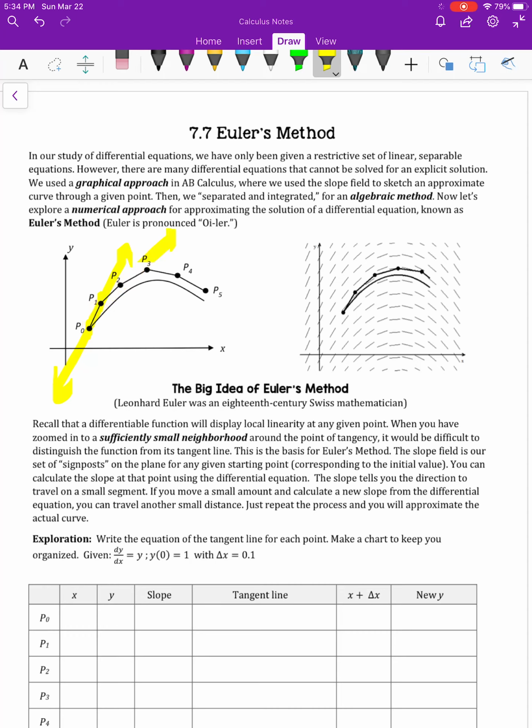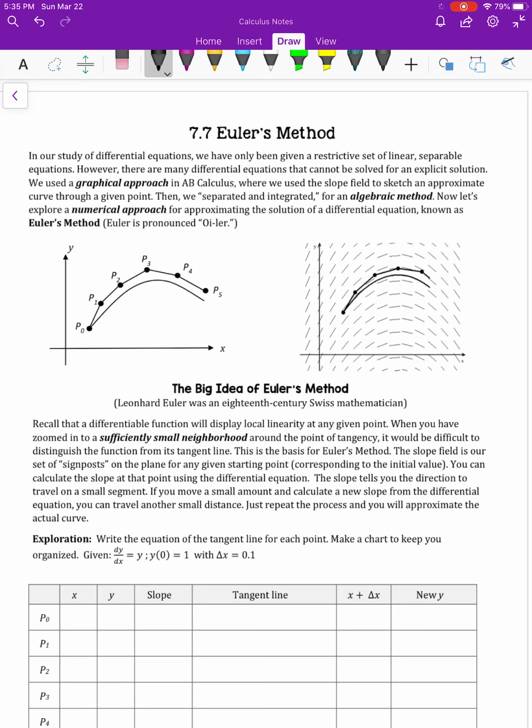Then from that point, create another equation of a tangent line and then move 0.1, 0.01, a delta x away. And then that will give you this one. You're going to create a new equation of a tangent line, move again delta x away, and create a new equation of a tangent line, and so on and so forth. So you are basically sketching out the approximate shape of the curve by doing that.